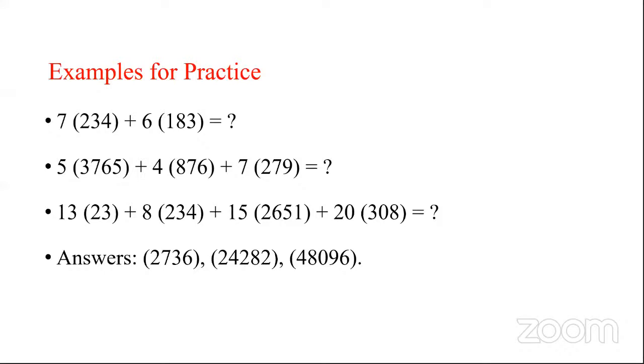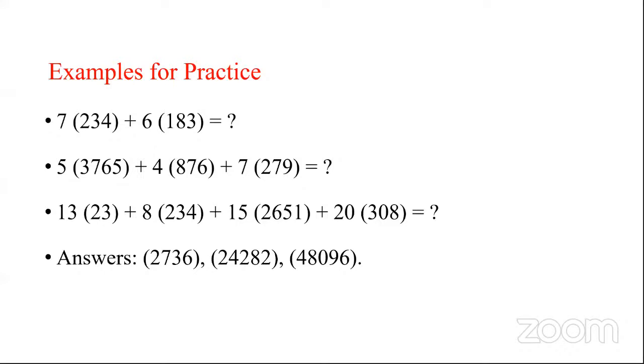Last example has 4 sums. So we will have to write 4 sums, one below another, for 4 parts of the product. 20 into 308. That is not difficult. 20 multiplication table is known, 15 is known, 8, 13, no issue. Just note the answers and check whether your answers match with me or not.